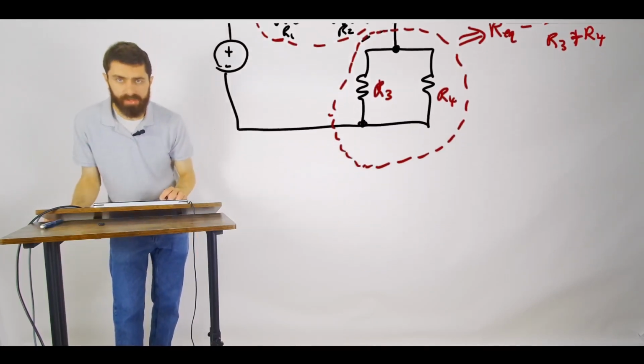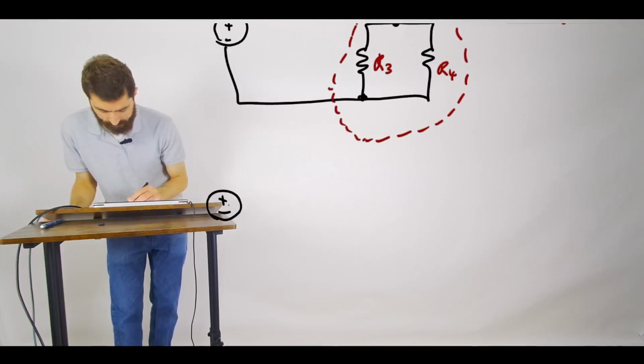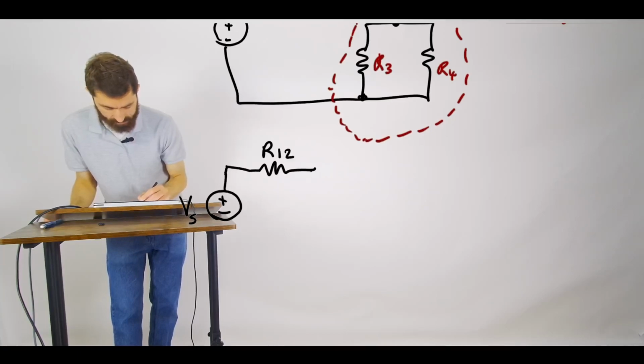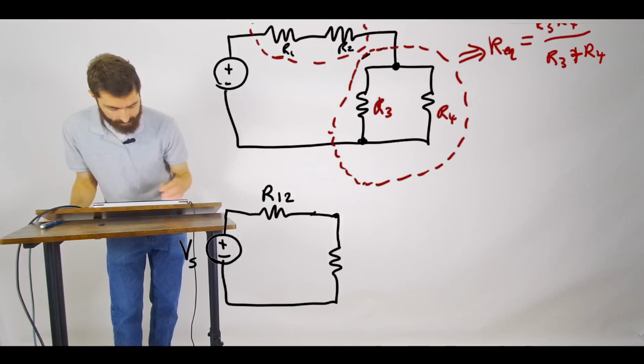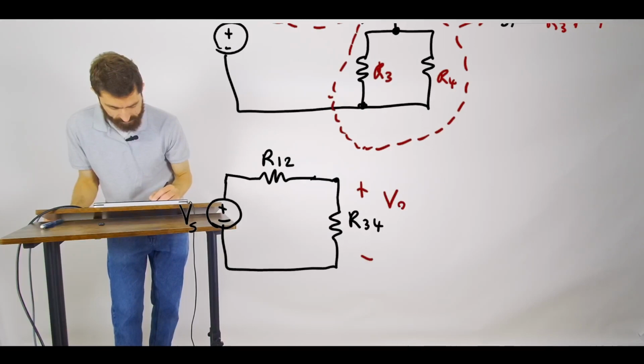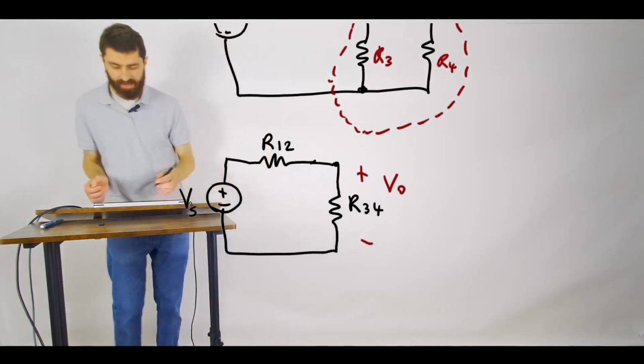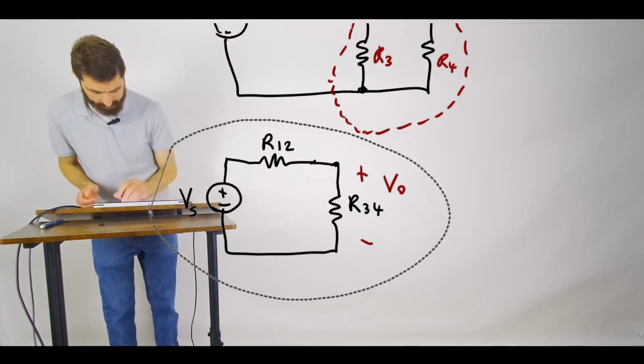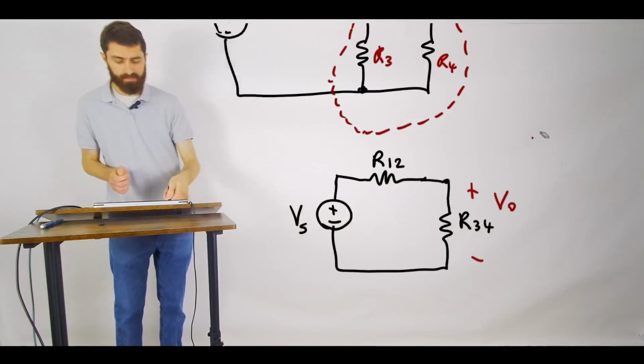So we can rewrite this. So this is VS, R12, and then we'll actually call this R3,4, and this is V0. Now notice the circuit now is much more simple. So it becomes much easier to solve.